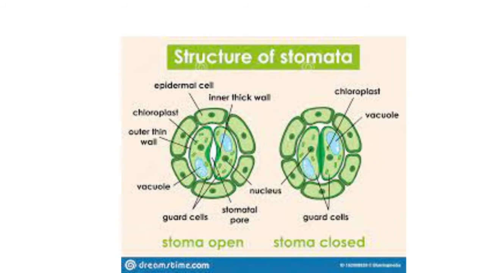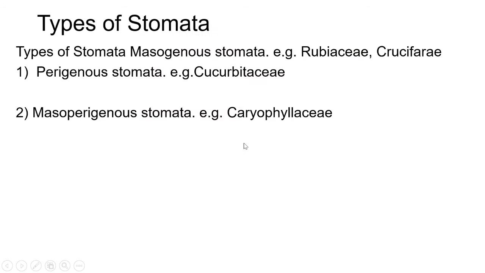Now see, there are open and closed types of stomata. One example: this is the open stomata and this is the closed stomata. Open stomata become open during daytime and show a small pore. During night time, the pore collapses and the guard cells come close to each other. It is called a closed stomata, and this one is nothing but the open stomata. Both show the two guard cells, subsidiary cells, epidermal cells, inner wall, outer wall, etc.